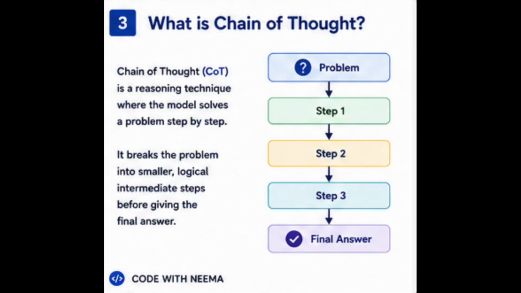Chain of thought is a reasoning technique where the model solves a problem one logical step at a time. Instead of jumping directly to the final answer, the model breaks the problem into smaller intermediate steps. Think of it like solving a math problem on paper. You don't usually write only the final answer. You first perform calculations step by step. Similarly, the model builds a logical chain before producing the final response.